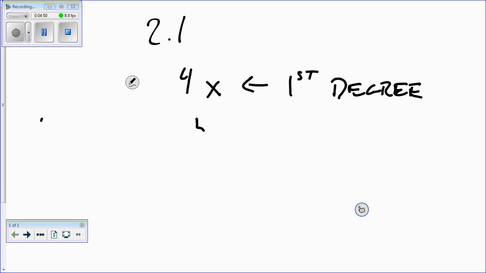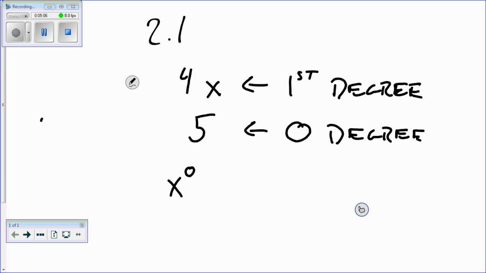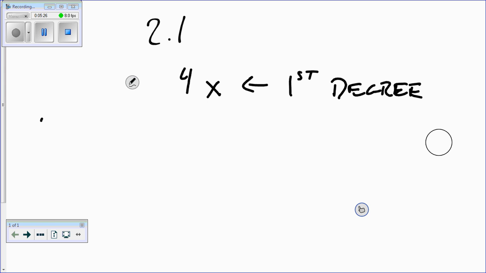If you had just a single number, a constant, this is actually what we call a 0 degree. Why? You have to remember this. I don't want to get too deep into it, but anything raised to the 0 power is 1, and 5 times 1 would just be 5. So we can say that this is 5 times x to the 0 power, which is 5 times 1, which is just 5. So we would call this a 0 degree polynomial. That's a 0 degree constant polynomial. This would be a first degree monomial.